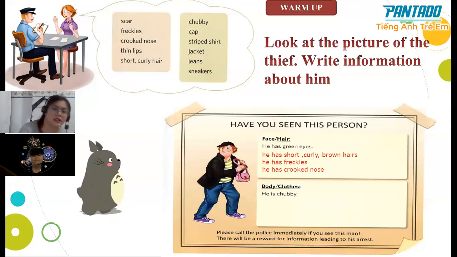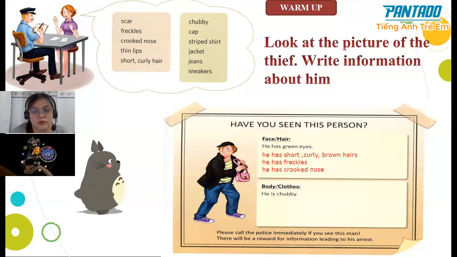Well, anyway, let's go over the body and clothes. Okay, it says there that he is chubby. What else? What are the clothes that he is wearing? He's wearing a jacket. You write that down. He's wearing a jacket. Jeans. You write that down.